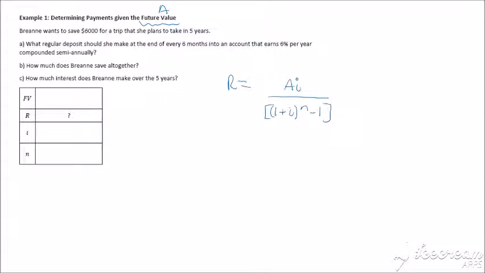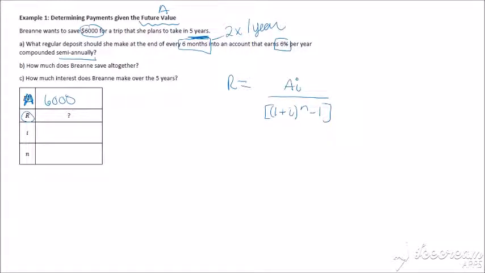Okay, so Brienne wants to save $6,000 for a trip. That's the future value. She needs $6,000 in the future, or we can call this A. She plans to take the trip in 5 years from now. What regular deposit should she make? We don't know the R, the regular deposit. Should she make it at the end of every 6 months? So this is 2 times per year, into an account earning 6% per year, compounded semi-annually.